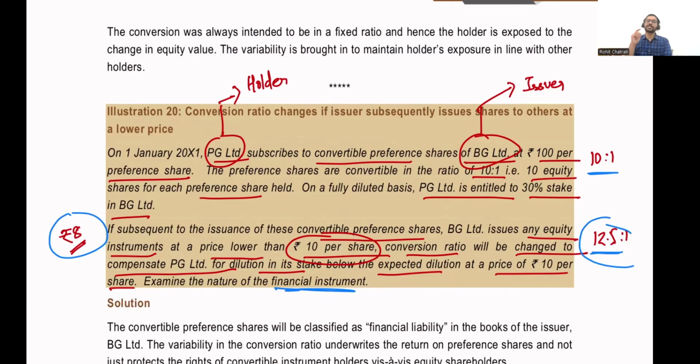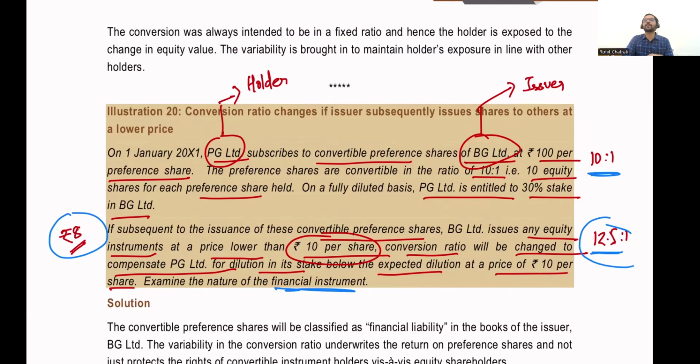The question is, is this supposed to be regarded as an obligation to issue a fixed number of equity shares, or an obligation to issue a variable number of equity shares? Because the conversion ratio is actually varying. It can be either 10 is to 1 or 12.5 is to 1, or it can be 15 is to 1, and so on. Since the conversion ratio can vary, the answer is we are going to treat it as an obligation to issue a variable number of equity shares.